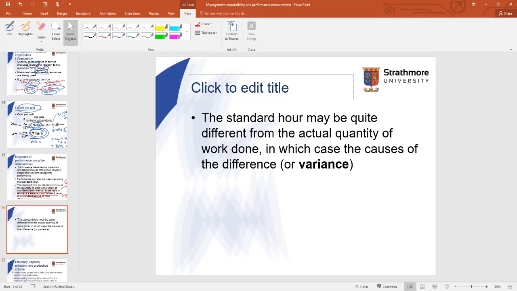So that might be quite different from the actual quantity of work done, in which case the cost of the difference needs to be investigated. In case the standard hours, or standard units to be made in 1 hour, are different from the actual units produced within the same time period, and as I've said, if the entity is there to improve itself, then the management in charge of the department should introspect the cause of the variance.